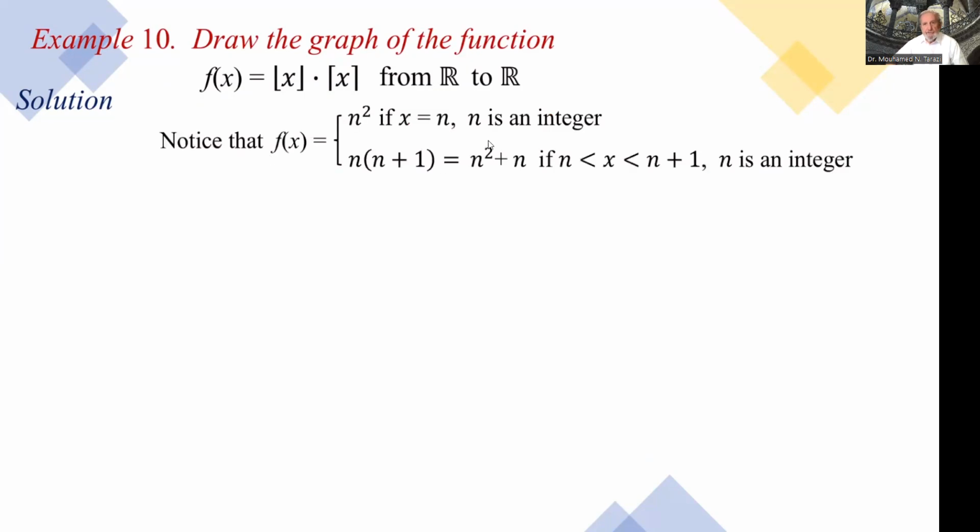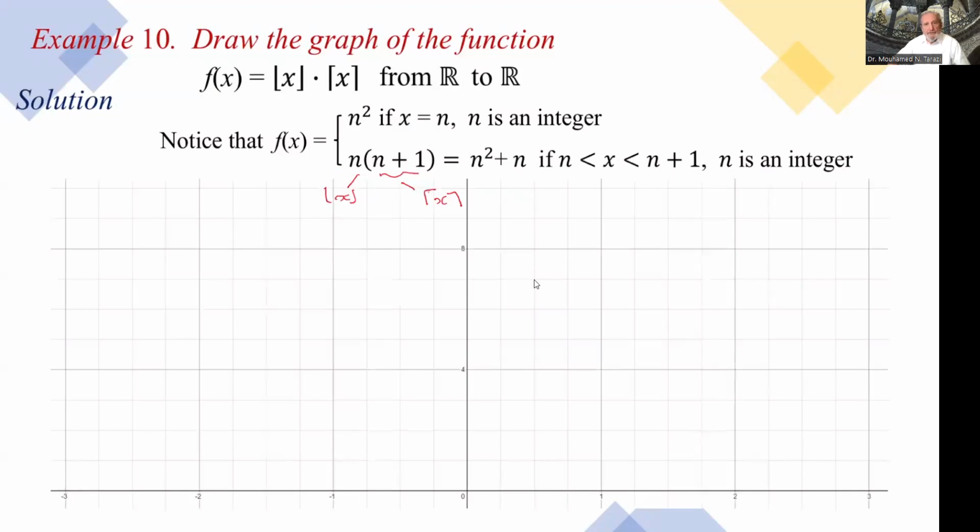So when x is an integer, say x is equal to n, this will be n and this will be n, you get n squared. When x is between n and n plus 1, the floor function is n and the ceiling function is n plus 1. You have to multiply them, so n times n plus 1 gets you n squared plus n. Remember, this here is the floor function of x, and this here is the ceiling function of x, and you are multiplying them together, okay?